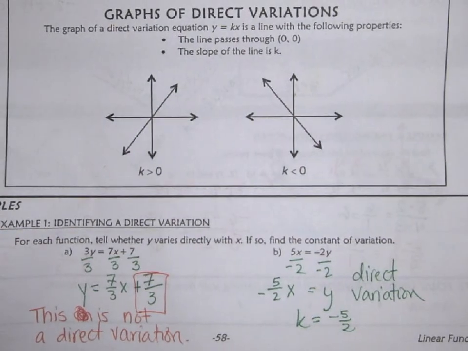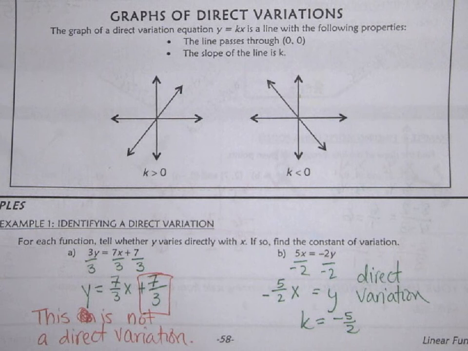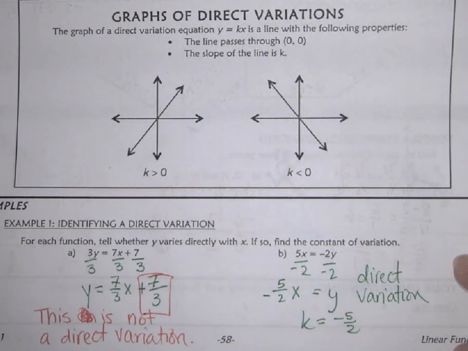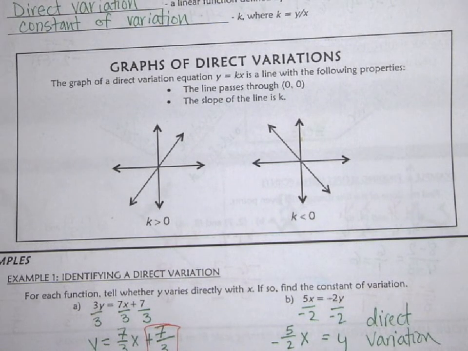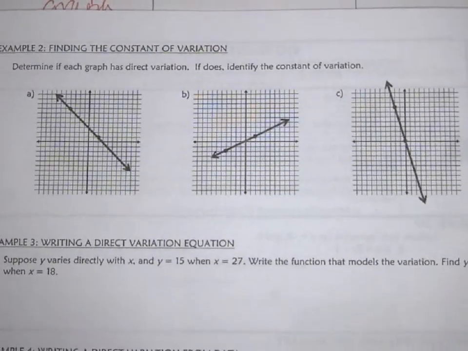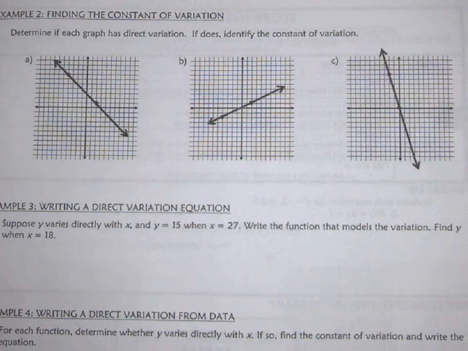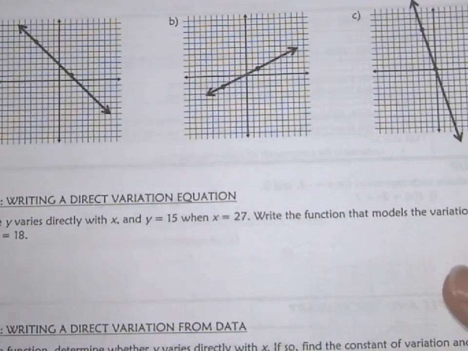So that's how you can tell from an equation. Solve for y, and then if there's just a y equals kx piece of the equation, nothing added in or subtracted, then you have direct variation, and k is your constant of variation. All right, when you have a graph, to determine if it has direct variation, you have to see, does it pass through the origin?